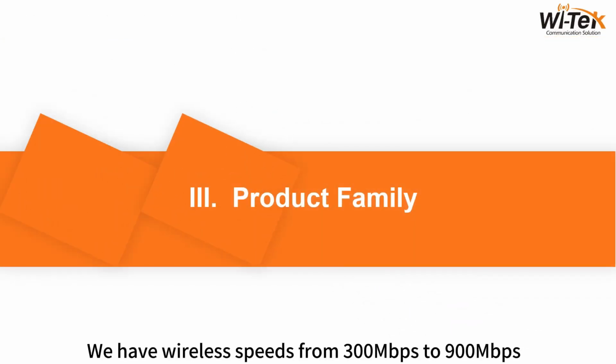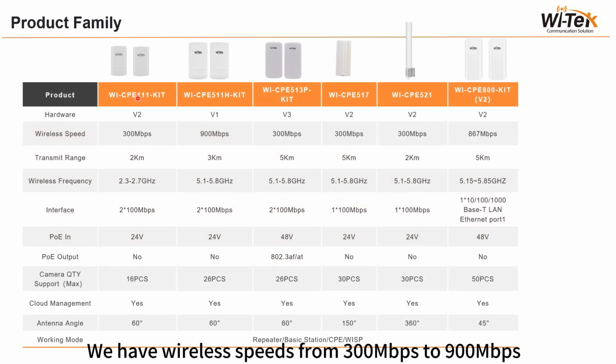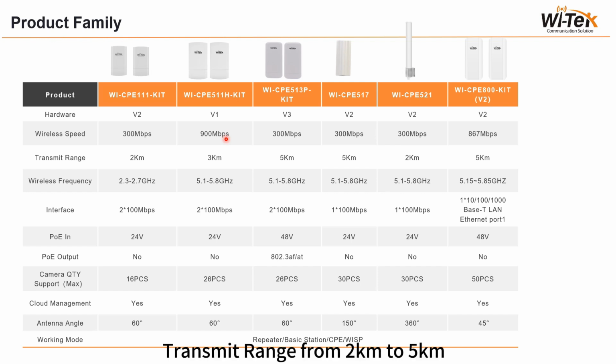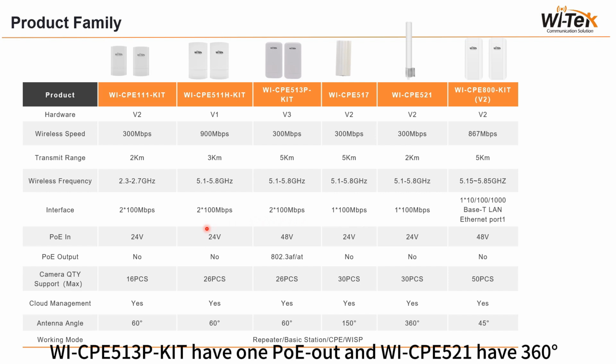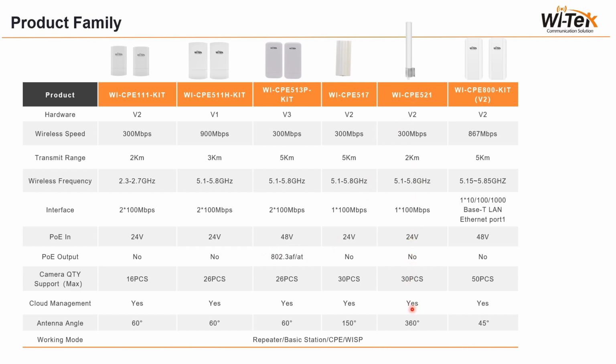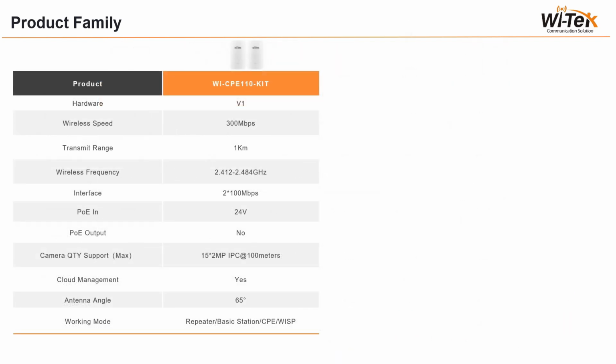Thirdly, our product family. We have wireless speeds from 300 megabits per second to 900 megabits per second. Transmit range from 2 kilometers to 5 kilometers, and interface from megabit to gigabit. With 24 volts or 48 volts. CPE 513P, KIT have 1 PoE out and CPE 521 have 360 degrees. This one is 300 megabits per second and 65 degrees.